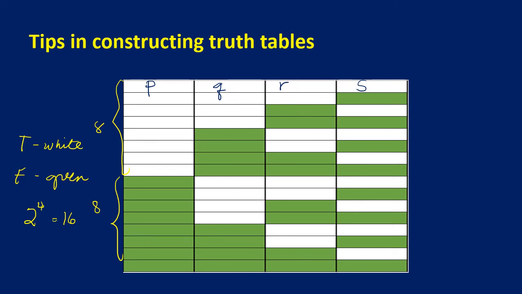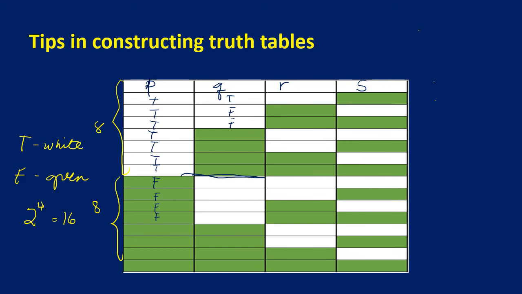The first half, everything would be true. For the first half, everything is true because that's represented by white. And then for the second half, everything would be false, okay? And then next, ito, you get the half again. For this one, get the half of 8.